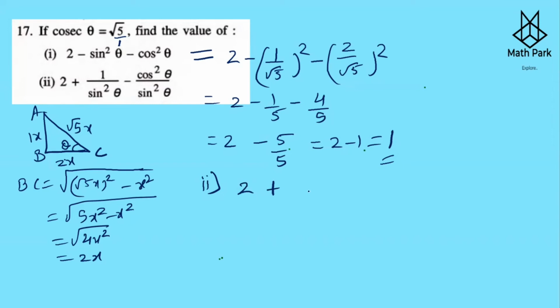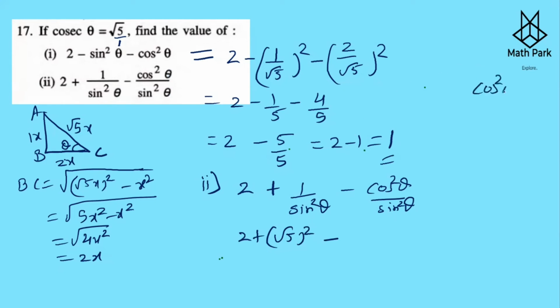So 1 upon sine square theta minus cos square theta upon sine square theta. So 1 upon sine square theta, sine square theta is equal to 1 upon root 5. So 1 upon sine square theta is going to be root 5. So this becomes 2 plus root 5 and then the square of this minus cos square theta upon sine square theta is tan square theta. So you can remember, sorry, cos square theta upon sine square theta is equal to cot square theta.